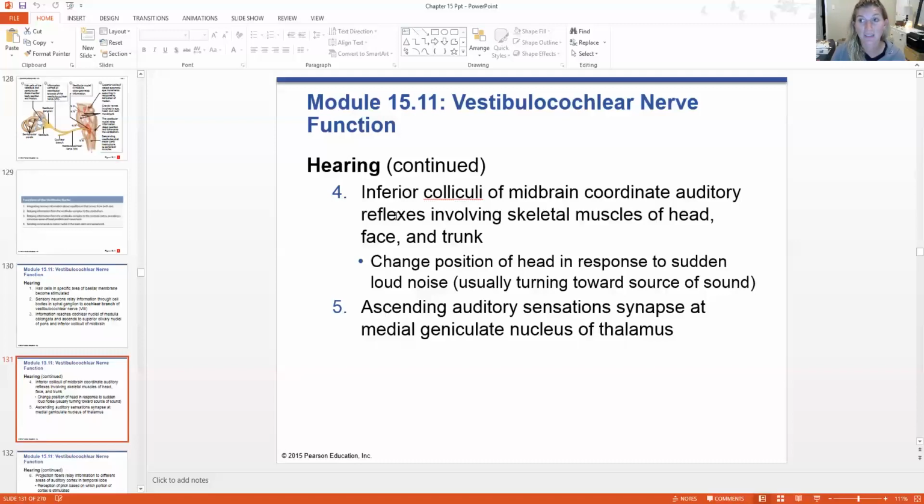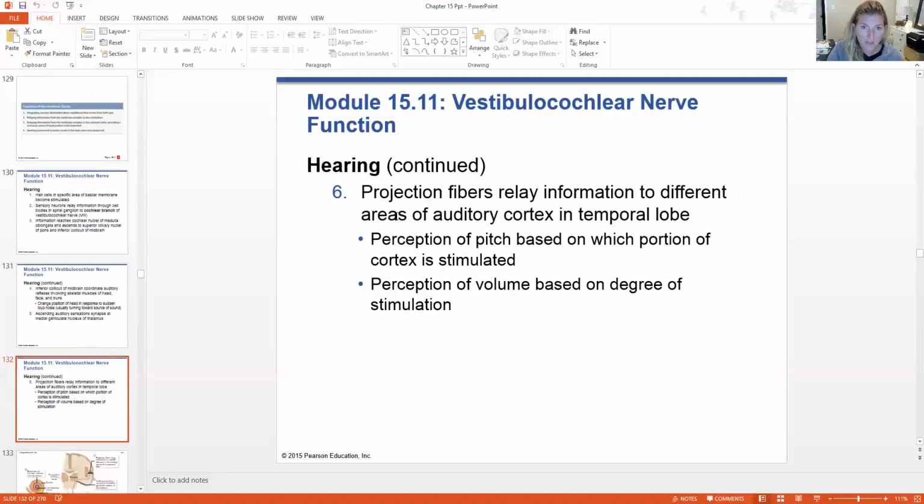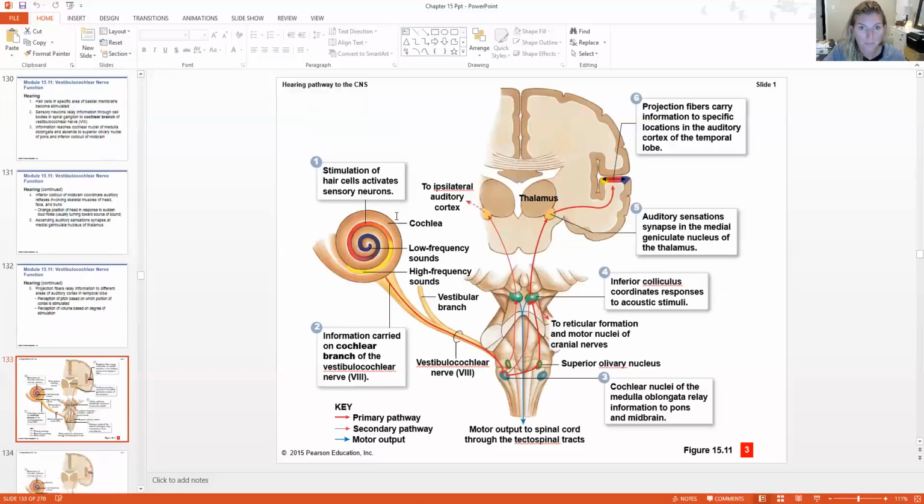So you can listen to things and say, right? You can have facial expression, or you can move towards the sound or turn your head towards the sound or whatever. And ascending auditory sensation synapse at the medial geniculate nucleus of the thalamus. Finally, those projection fibers relay information to the auditory cortex of the temporal lobe, where you can perceive the pitch as well as perceive the volume.